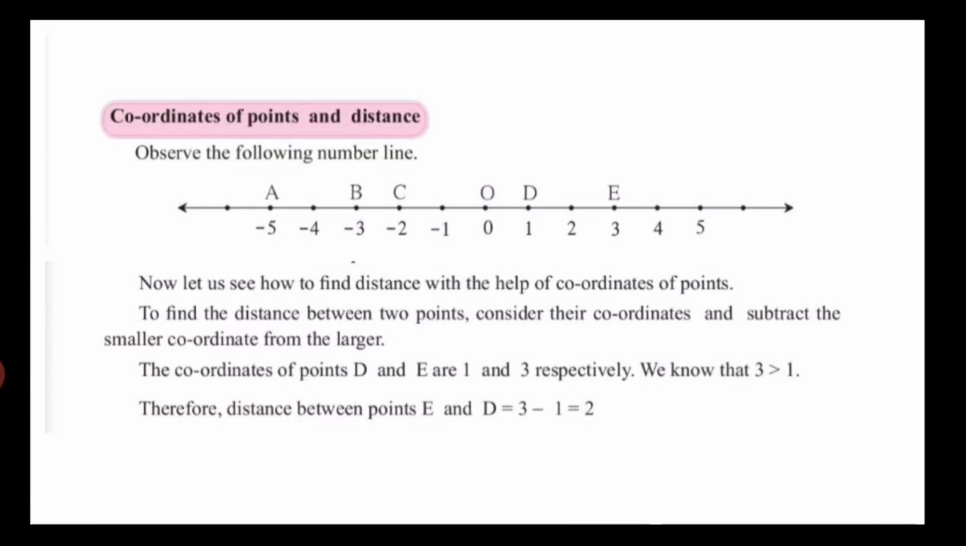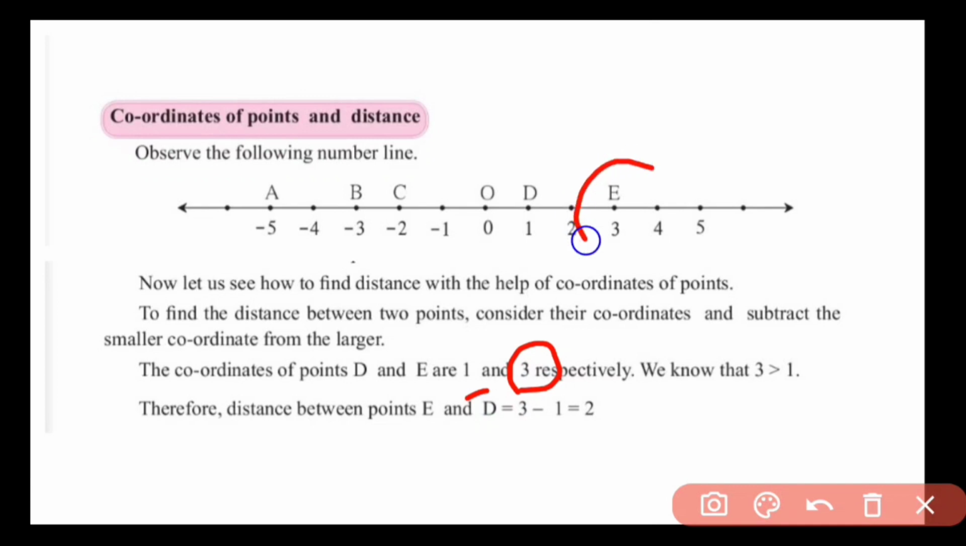So when we want to find out the distance between 2 points, we have to check their coordinates and we have to subtract the smaller coordinate from the greater coordinate, and we will get the answer. Here we can see that the coordinate of point D is 1 and coordinate of point E is 3. We can see here on a number line also. So for getting the distance between point D and E, we have to subtract the smaller coordinate from greater one.